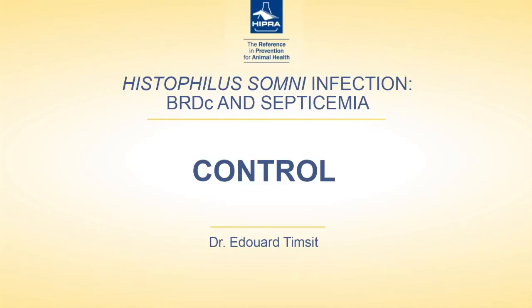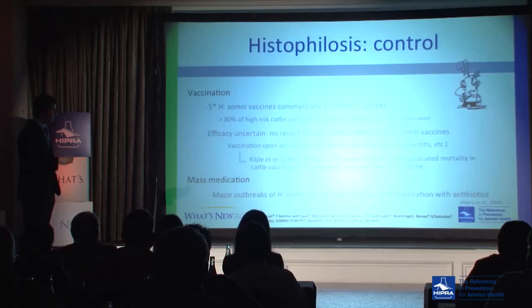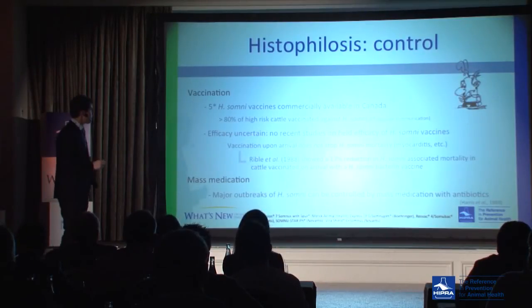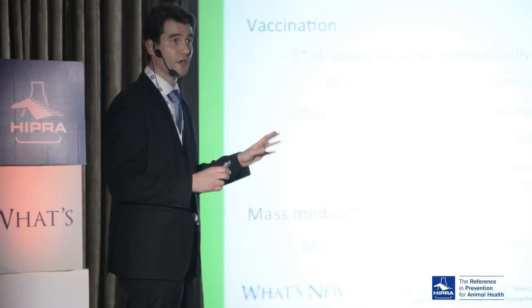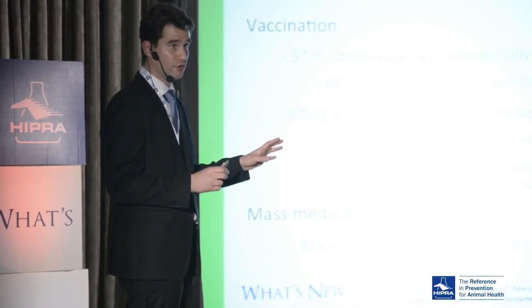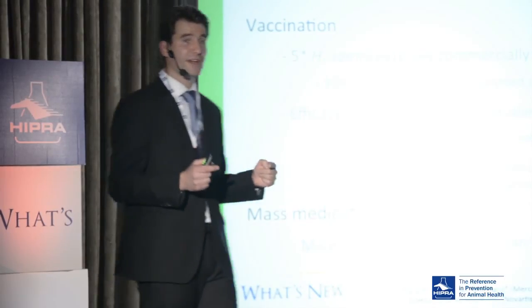The last part of my presentation is the control of histophilosis. In Western Canada, there are 5 Histophilus somni vaccines commercially available. And I would say that more than 80% of the high-risk cattle entering the feedlot are vaccinated against H. somni on arrival. Although those vaccines are widely used, I must admit that the efficacy remains uncertain today.